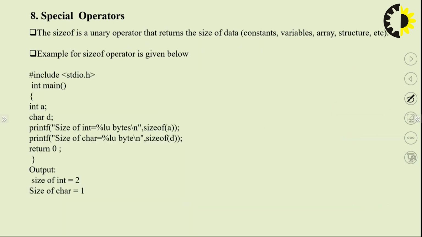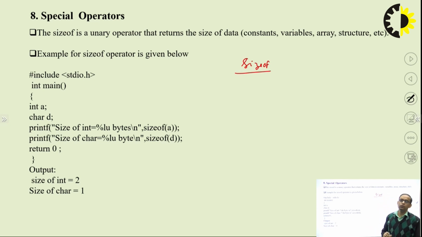Next one is the special operator. Some other kinds of operators come in the category of special operators in C programming, for example, the sizeof operator. The sizeof operator is basically used to check the size of a data type or the size of a particular variable.